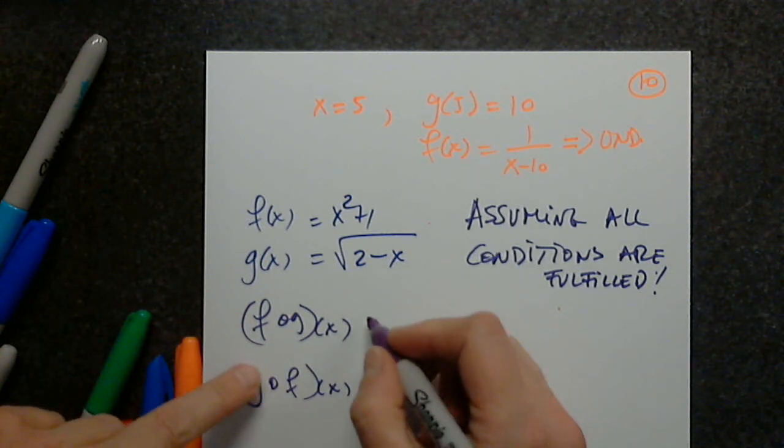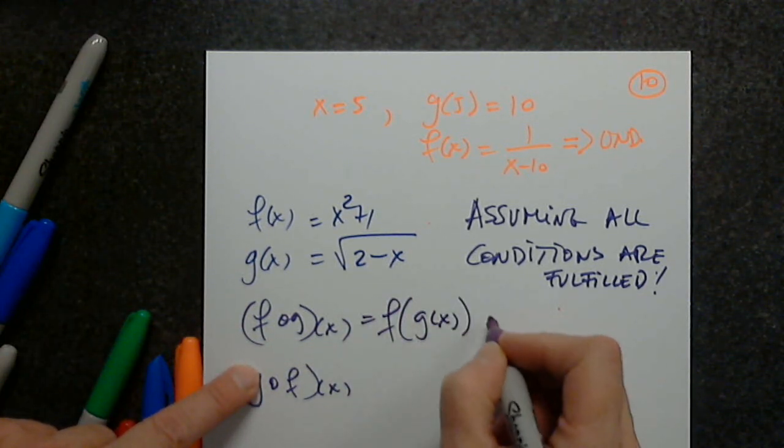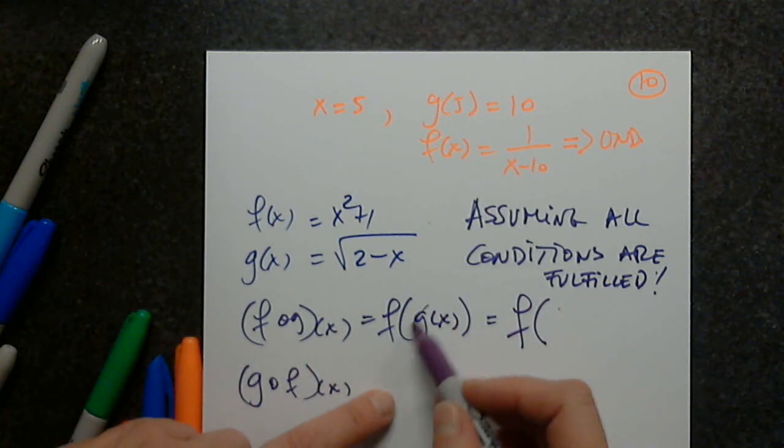Okay, I write the definition, f of g of x. I write f, do not cross it out like that.